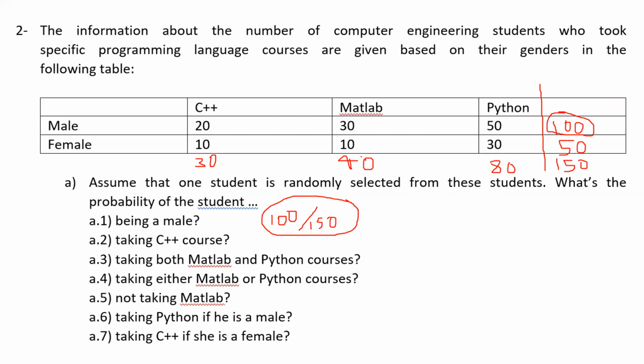So what's the probability of taking C++? Here, the number of students who took C++, doesn't matter male or female, 30 of them. So 30 over 150. That's the final answer for this one. You see?